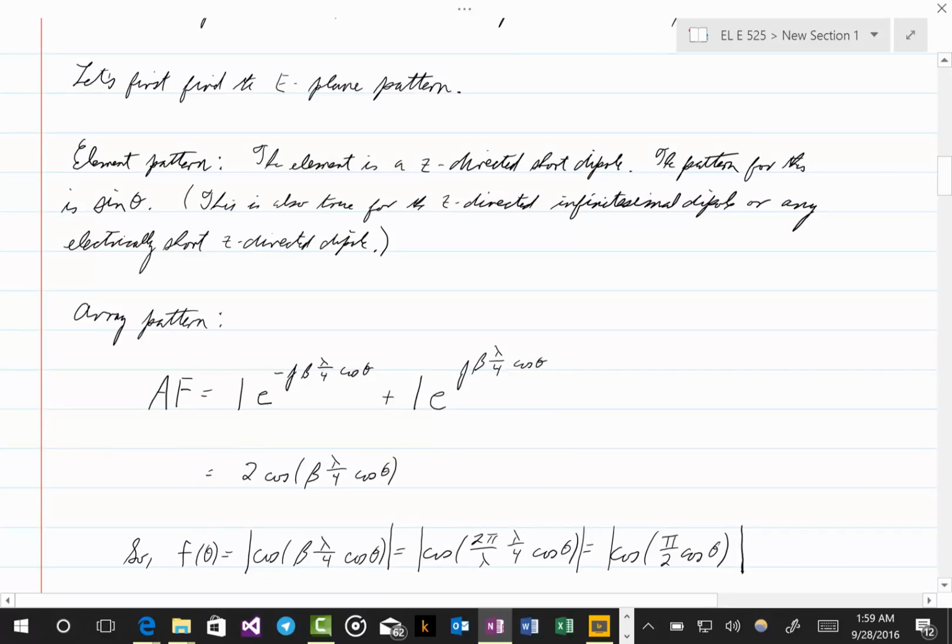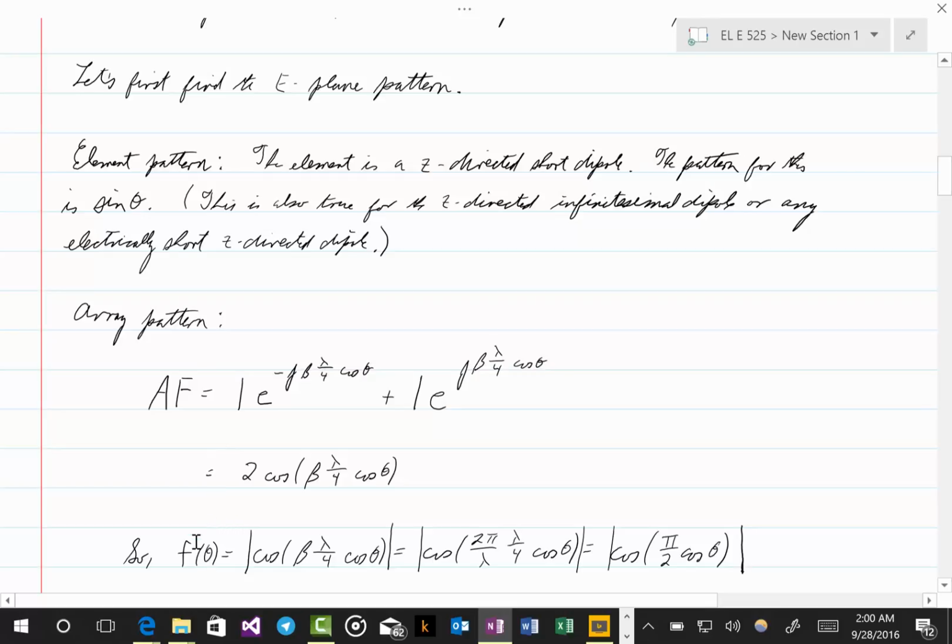Well, the array factor we have learned before. In a case like this, where we have one element at minus lambda over 4 and another at positive lambda over 4, and they have the same magnitude of 1, the array factor is 1 e to the minus j beta lambda over 4 cosine theta plus 1 e to the positive j beta lambda over 4 cosine theta, which from one of the Euler formulas is 2 cosine of beta lambda over 4 cosine theta. That is the array factor.